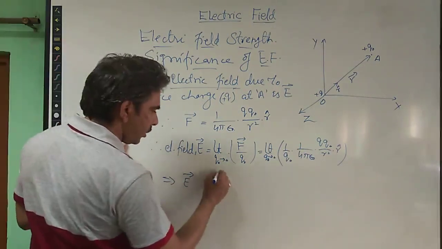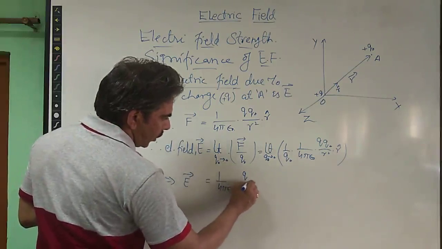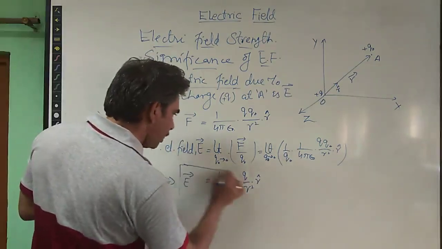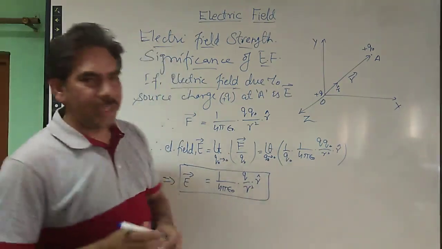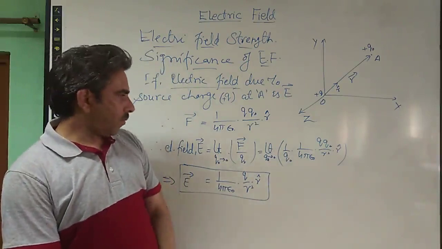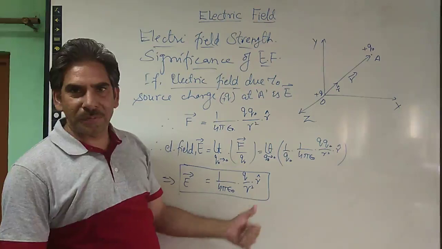Simply write the expression for the electric field. So it is 1 upon 4 pi epsilon naught into Q upon r square r unit vector. So this is the expression for the electric field due to a source charge Q at this distance r.